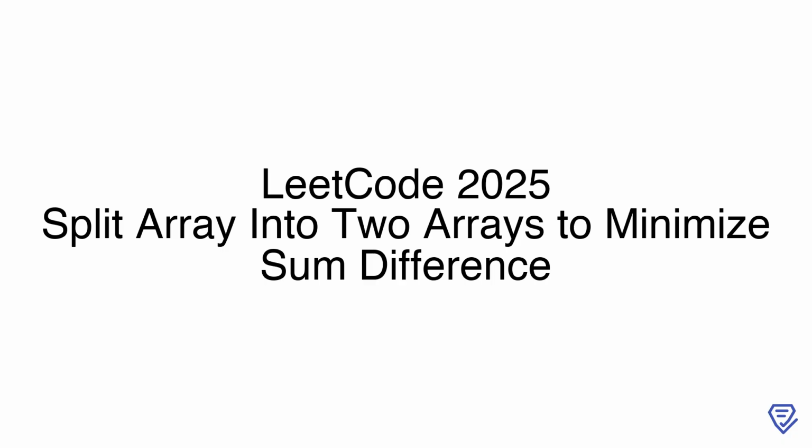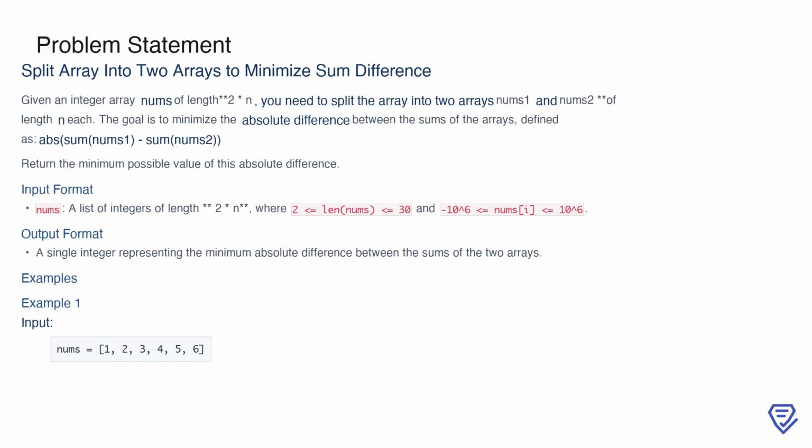Let's get started. In this problem, you're given an integer array called nums, which always has an even length of 2 times n. Your goal is to split this array into two separate arrays, nums1 and nums2, each containing exactly n elements. The challenge here is to minimize the absolute difference between the sums of these two arrays. This absolute difference is calculated as the absolute value of the sum of nums1 minus the sum of nums2. Essentially, you're trying to make the sums of the two arrays as close to each other as possible.